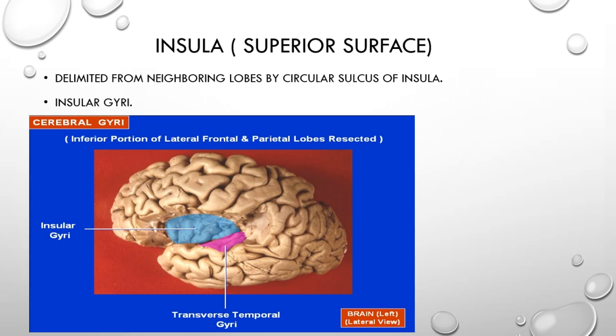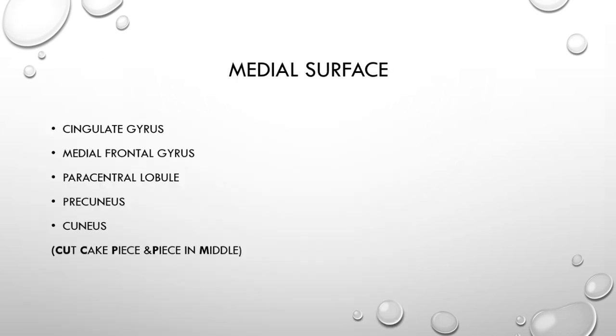Then the medial surface contains the cingulate gyrus, medial frontal gyrus, paracentral lobule, precuneus and cuneus. Make a quote. Cut cake, piece and piece in the middle. First letters CU, cuneus, then cingulate, then P, paracentral lobule, precuneus. Next P, M for medial frontal gyrus.